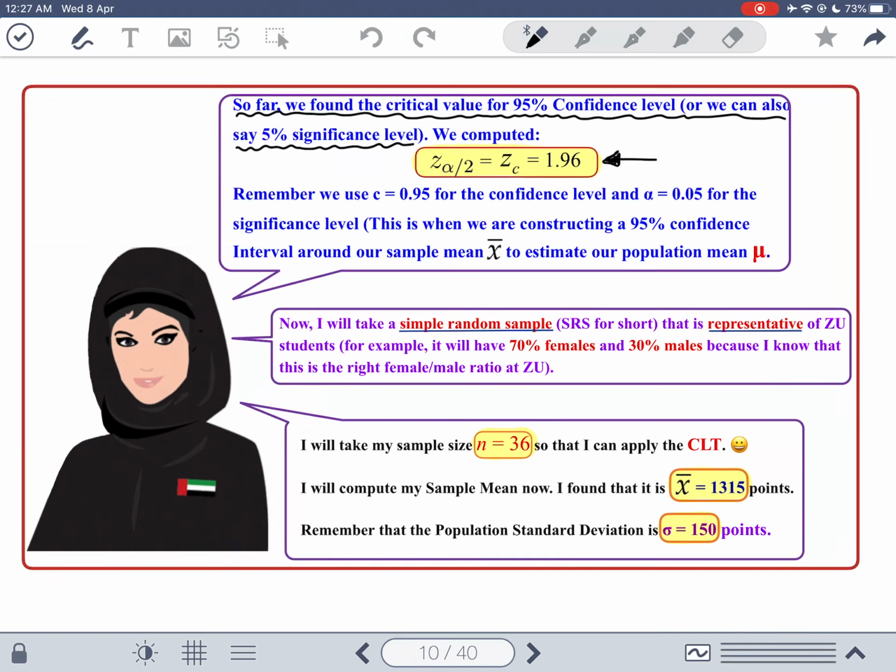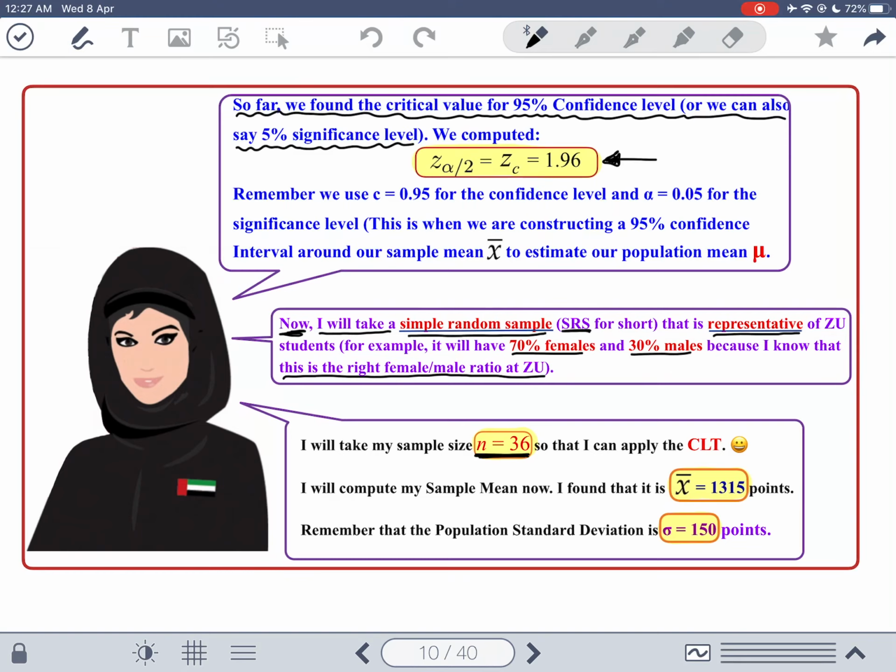So she recorded it here. And she's telling you to remember something, but I already said it. So you can read it later. But look now. Now Leonud is telling you that I will take a simple random sample, and usually we denote it SRS, from simple random sample, that is representative of Zayed University students. For example, it will have 70% females and 30% males, because Leonud knows that this is the right female-male ratio at Zayed University. Now Leonud is very smart, so she will take her sample size to be 36 students.